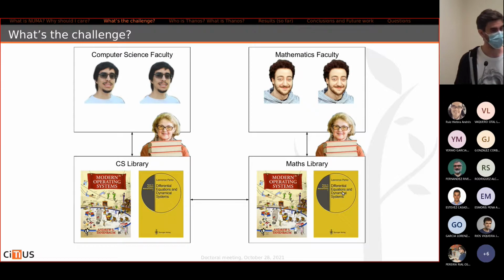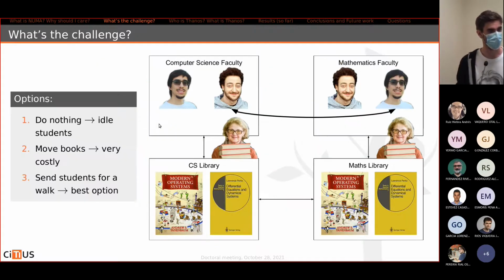Okay, we can go a step forward, and we have 2 students now in each faculty, and you will see that things will start to go a bit messy. So we have 2 students in each faculty, and they will both want to access the Modern Operating Systems book. So they will both go to our friendly librarian and ask for the book. And here we have 3 possible options. We do nothing, so one of the students will remain idle while the other is doing his homework.